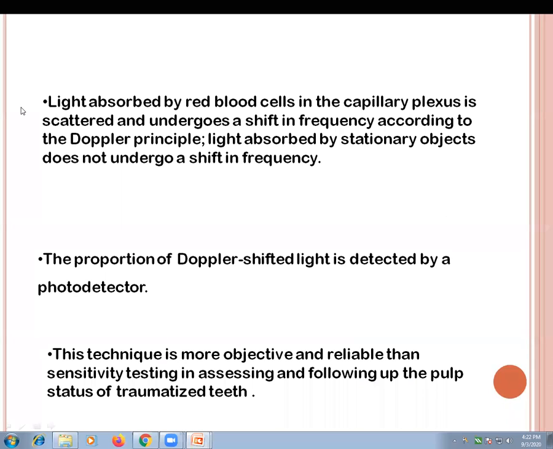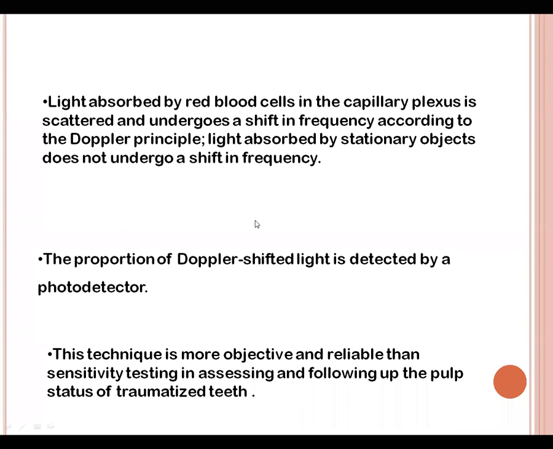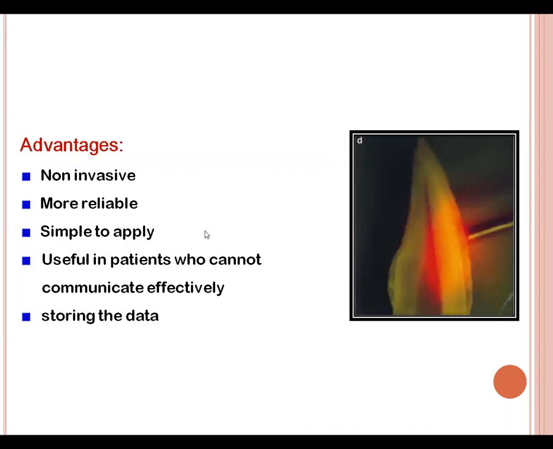Whenever the laser passes through the pulp, the pulp obviously has blood supply. Blood means there is presence of red blood cells. These red blood cells in the capillary plexus absorb and scatter the light, and this light undergoes a change in frequency which is noted by a sensor. This way you will come to know whether the tooth is vital or not. Because if it is vital, there is a particular shift in the frequency. If it is non-vital, there are no red blood cells, so there will be no change in the frequency. This is the way you come to know about laser Doppler flowmetry.